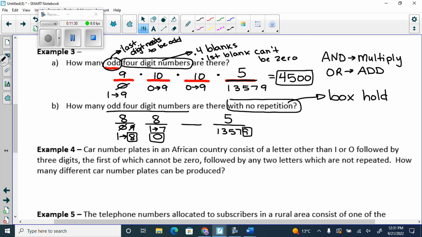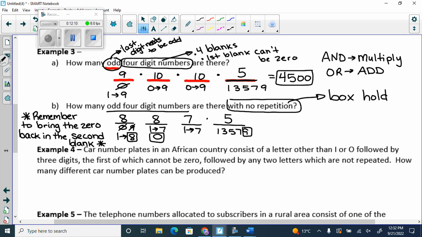And if you're like, yeah, dude, I would have never remembered to do that, that's when you leave yourself a little side note with a star. And you'd say, remember to bring the 0 back in the second blank. So now we have 1 to 7 left, and so we have 7. And remember, multiplication dots, because you need each of these blanks to make the whole number. You need the first, second, and third, and fourth.